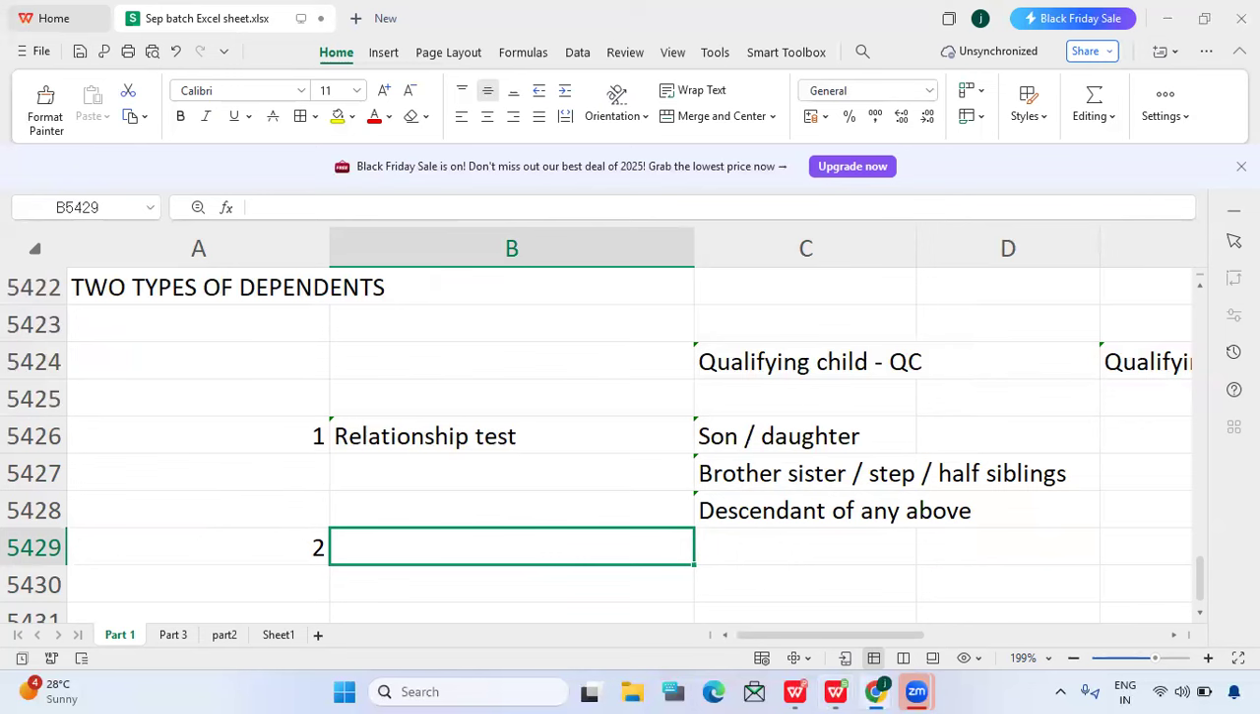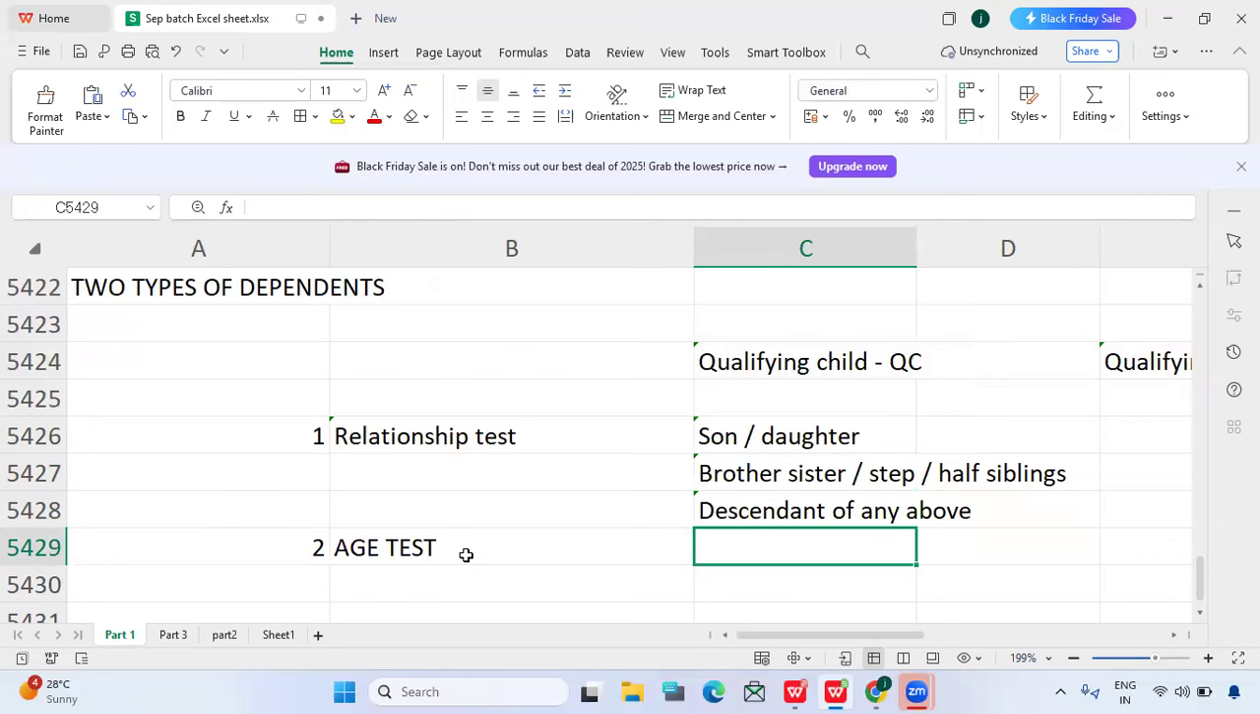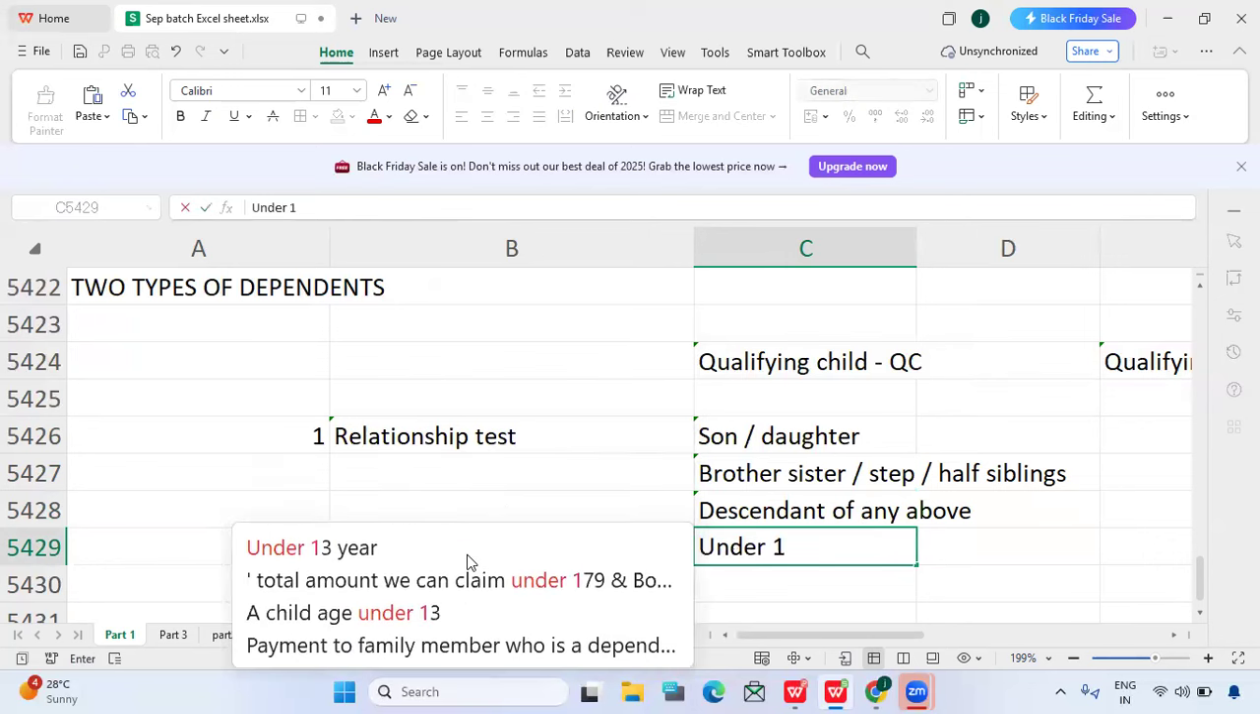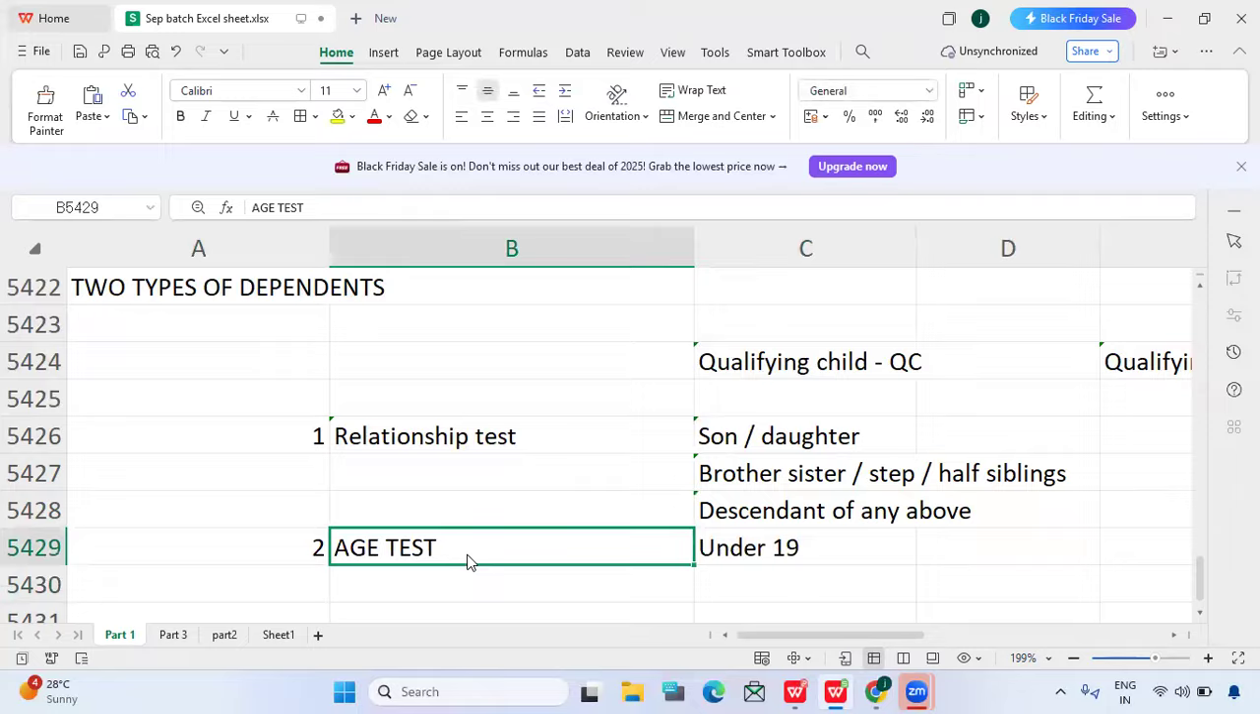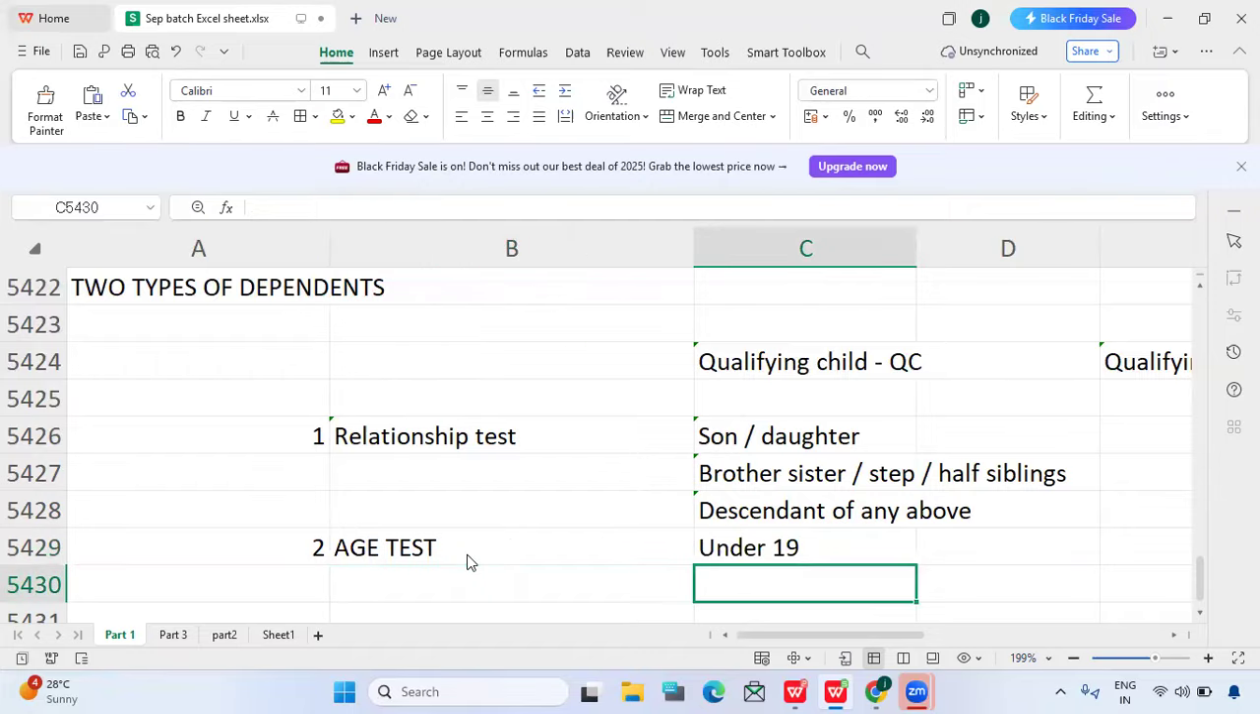And then we have another test, which is the age test. The age should be under 19. Under 19 means can we say exactly 19 is qualifying? No, it should be less than 18 or 18 is also fine, but it should be under 19. Then only we will consider a person as a qualifying child. And in some cases, for a full-time student, the age limit is 24 years.